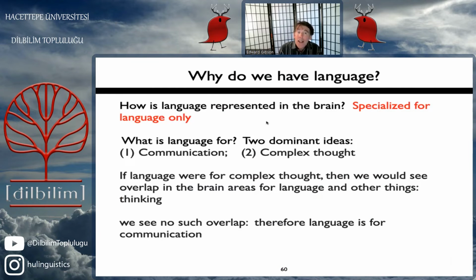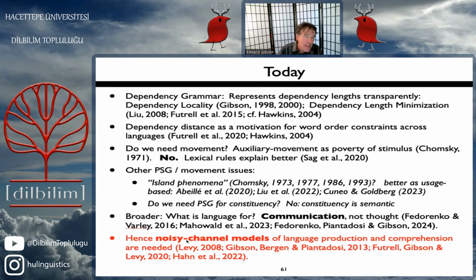So we'd argue that the language network in the brain is specialized for language only. I think language is for communication. It's not for complex thought, and there's just no overlap. That's Ev's argument. I think that's plausibly right. So then we have to understand what communication is. And that's a whole other research program, which I've been working on for a bunch of years now, which is noisy channel models of language production and comprehension, which is about communication.